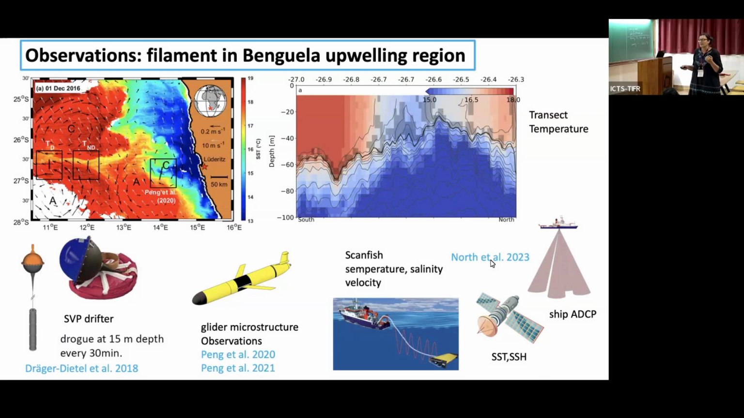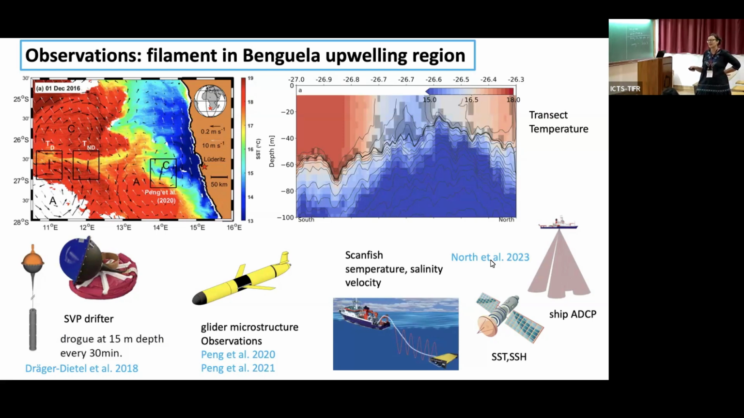We had several measurements here. We had glider measurements with microstructure dissipation observations. Then you have Scanfish observations of temperature, salinity, and velocity. Scanfish is something that you pull behind your ship and it measures profiles. And then we're also using SSH data and ship ADCP data. But I'm going to mainly focus on Lagrangian data.